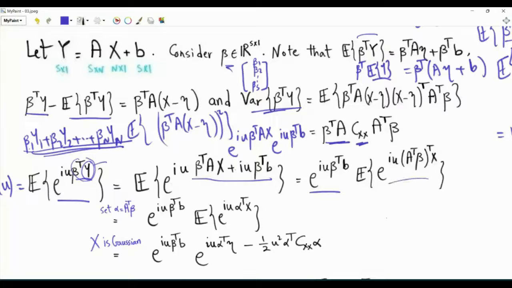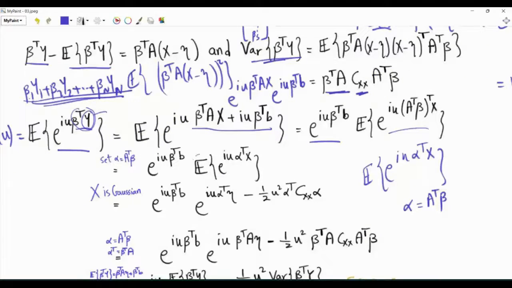Which I can write as alpha transpose. So this expectation, I will write as e to the iu alpha transpose X, where alpha is A transpose beta. And so alpha transpose is beta transpose A, as we have here. So this is the expectation that we have, and now it is an expectation that depends on X.